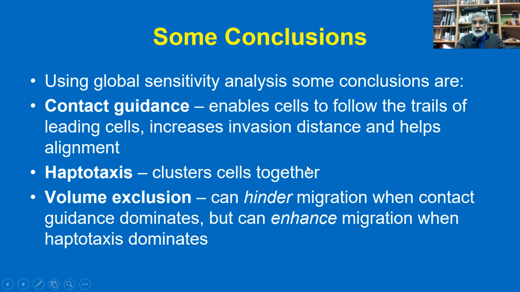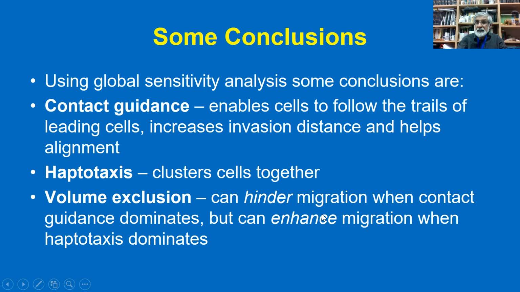Haptotaxis, this is movement up stickiness gradients, and it's known that fibronectin is sticky, so that's something to bear in mind. And then volume exclusion. Remember, these are not point particles, these are cells. They can affect each other, they can sort of push each other out of the way. And what he found was that volume exclusion can hinder migration, but it can also enhance migration. It depends what else is going on.